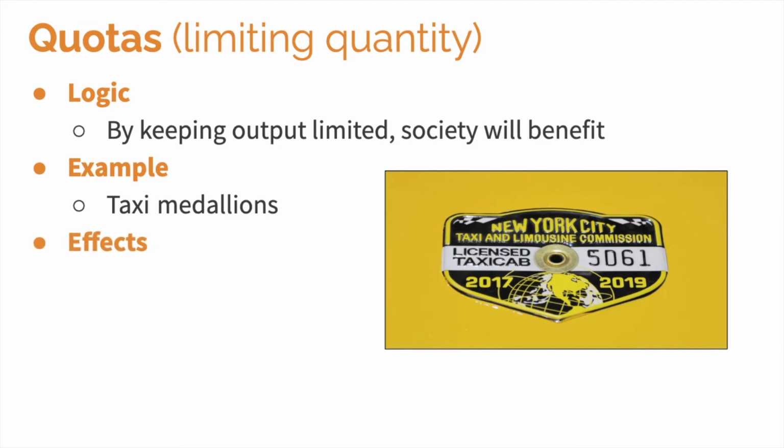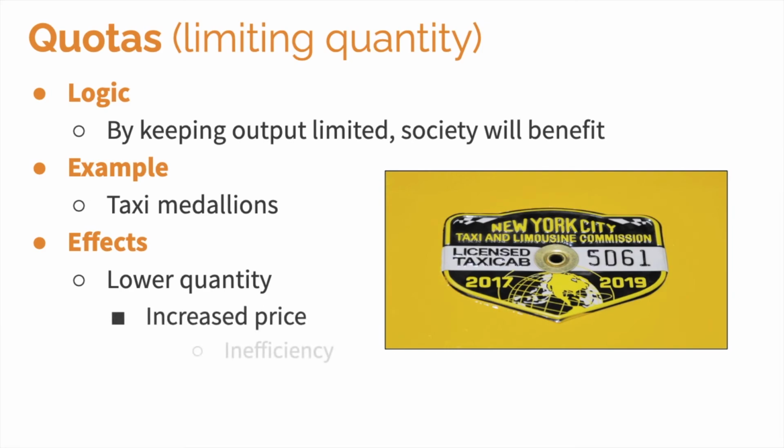So in some cases, like you can see here with New York City, taxi medallions are limited. And what's essentially happening in the market is that we're implementing a decreased quantity in the market. So this is going to increase the price of this good, and we're going to see that on the graph. And that's going to create this inefficiency because the price and quantity aren't where equilibrium would have them.